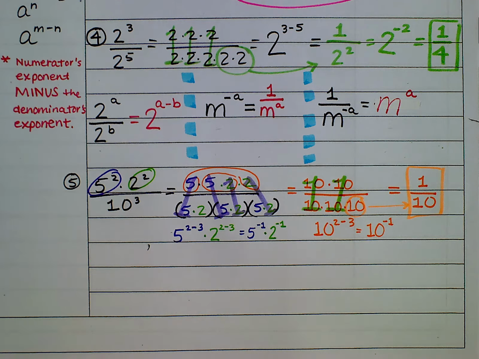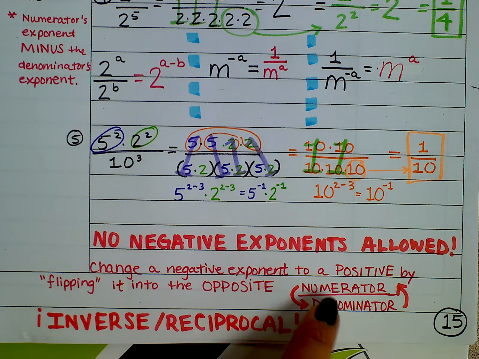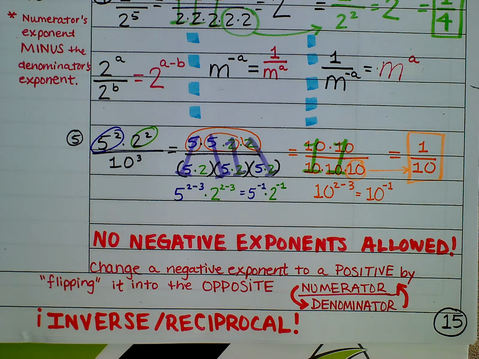So let's go ahead and write our final sentence. No negative exponents are allowed. Change your negative exponent to a positive by flipping it into the opposite numerator or denominator, aka the inverse or reciprocal. Don't forget to label this page 15.